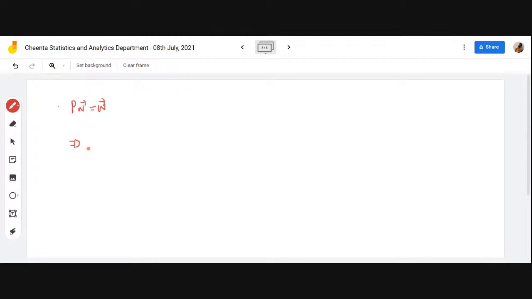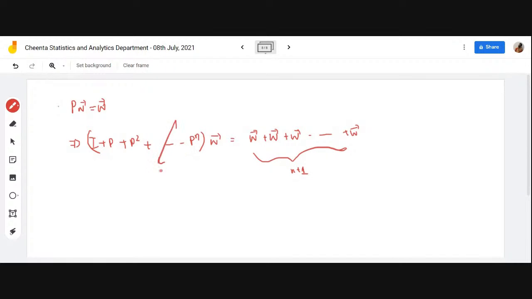So understand now that I plus P plus P square up to P to the power n applied to w vector is what? W vector plus w vector plus w vector up to w vector, n plus 1 times, and this is equal to 0, you know, so it must be equal to 0. So what you get? That n plus 1 times w vector is equal to 0, and w is not equal to 0, because it's an eigenvector you're taking. So it turns out n plus 1 is equal to 0.